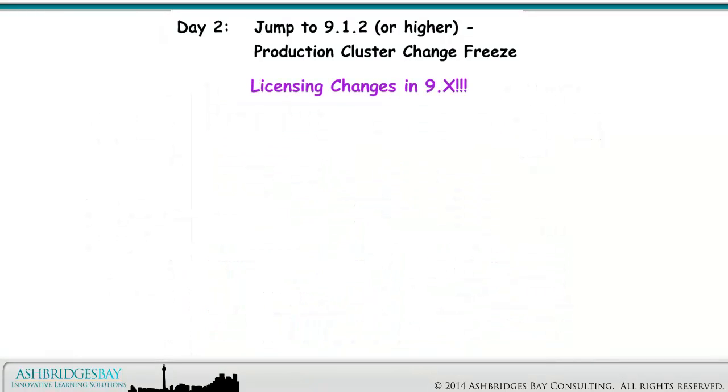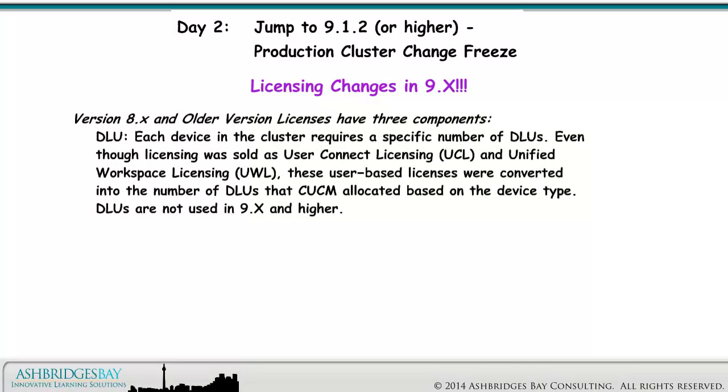Licensing changes in 9.x. Version 8.x and older version licenses have 3 components. DLU. Each device in the cluster requires a specific number of DLUs. Even though licensing was sold as User Connect Licensing, or UCL, and Unified Workspace Licensing, UWL, these user-based licenses were converted into the number of DLUs that CUCM allocated based on the device type. DLUs are not used in 9.x and higher.